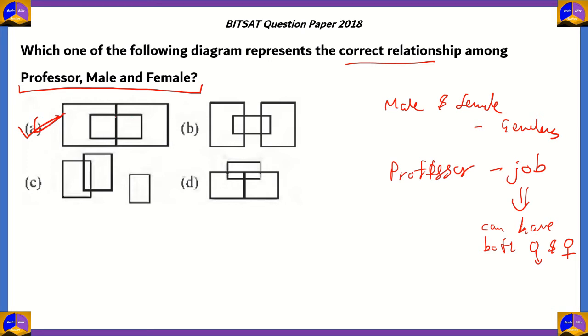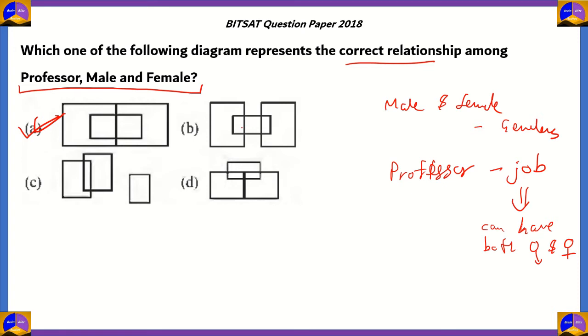Because over here you can see that we can take the smaller rectangle to be professors and the larger two rectangles to be males and females. So professors are made of males and females, but then there are males and females who are not professors as well. So this diagram represents the correct relationship.